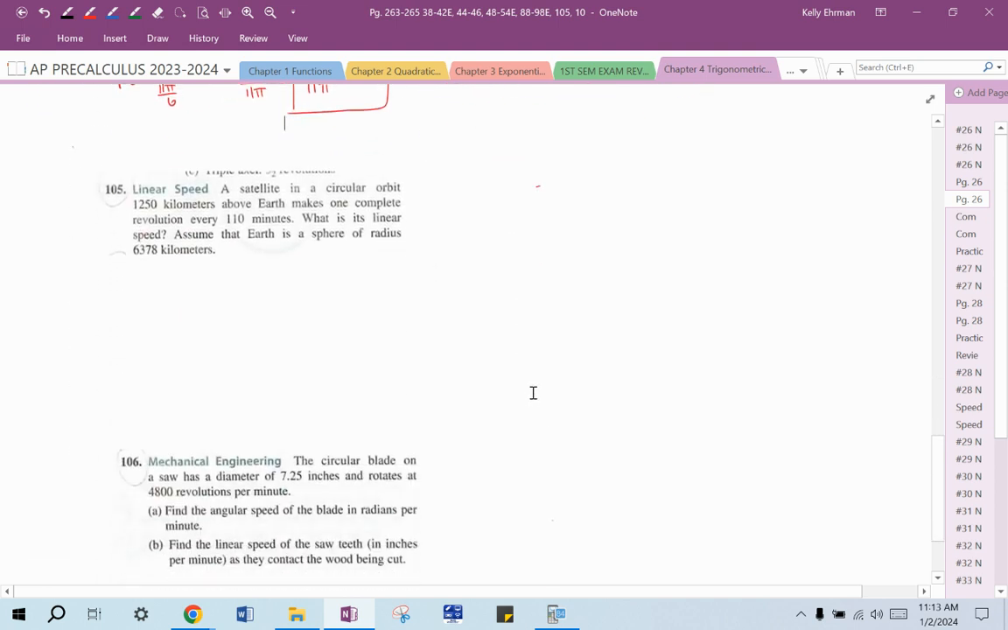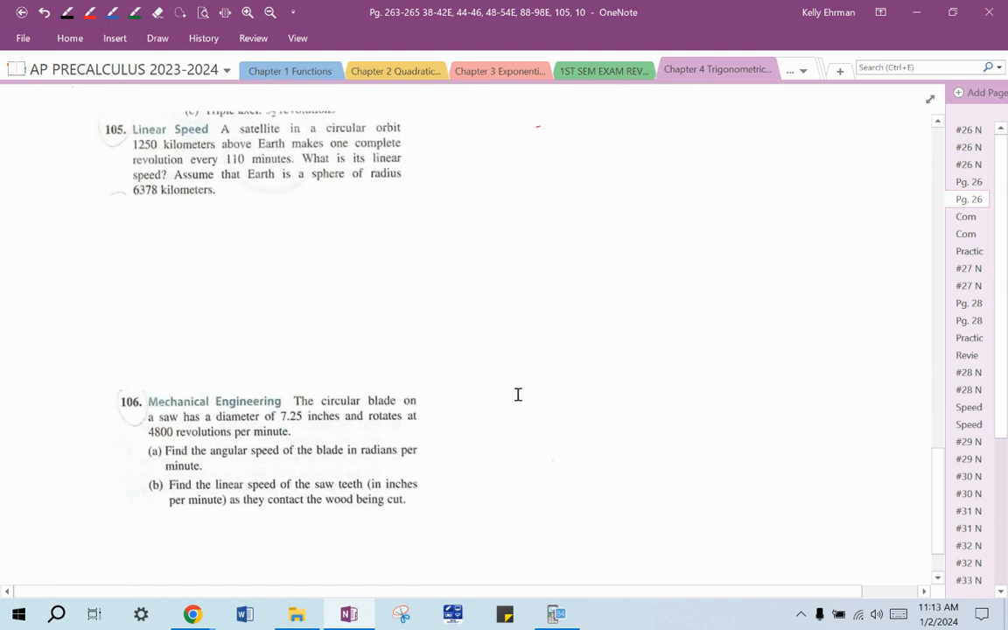Last two problems are kind of like the applications in our notes. So remember, linear speed. Linear speed is really just the arc length divided by whatever period of time they're looking at. Okay, so the picture's kind of weird for this one. A satellite in a circular orbit 1,250 kilometers above the Earth makes one complete revolution every 110 minutes. What is the linear speed?